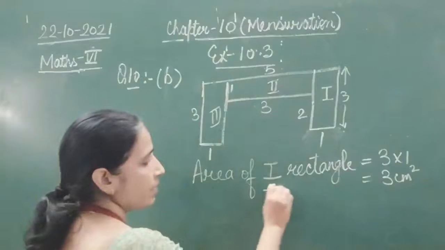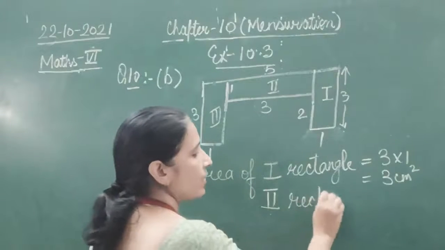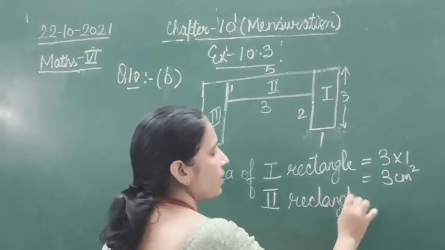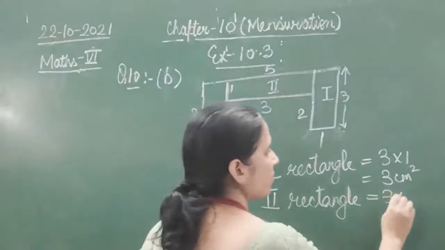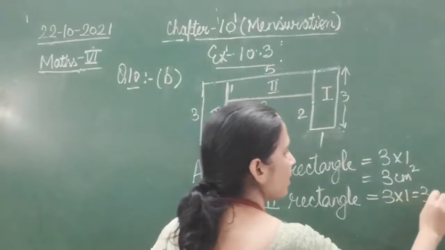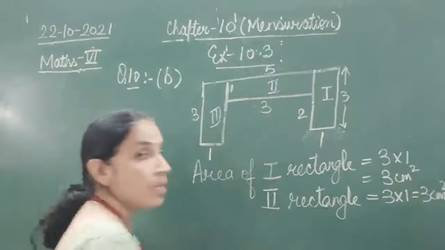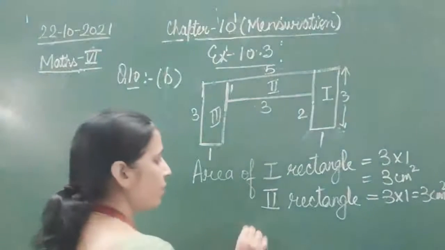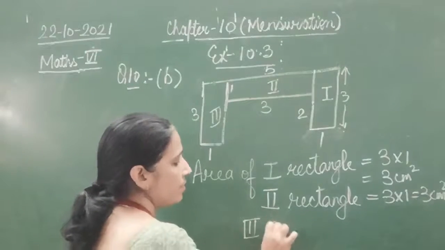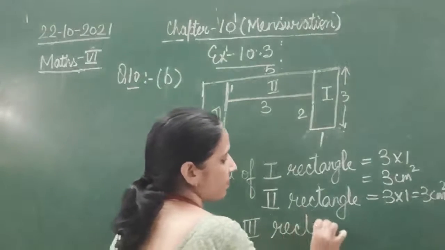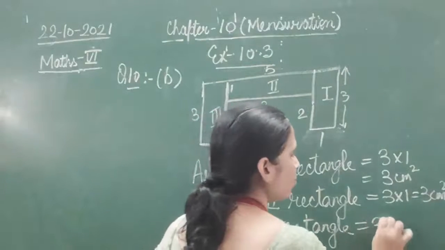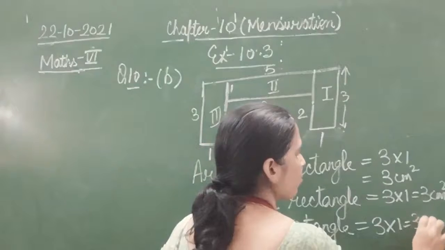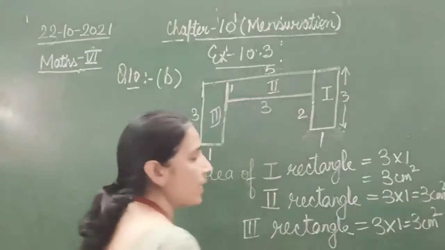Similarly, the second rectangle, we are going to find the area of the second rectangle. That will be again 3 into 1, that will be 3 centimeter square. Similarly, the third rectangle, length into breadth, 3 into 1, 3 centimeter square. So we are going to add it.